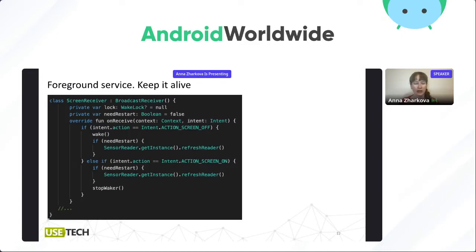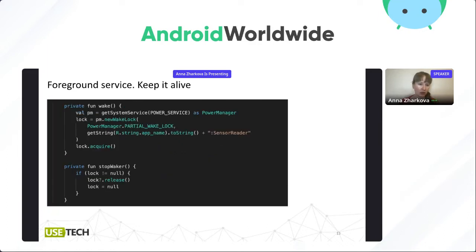So here is my foreground service. And here is my broadcast receiver. This receiver is not to start my service, but to register and to receive the event when my screen goes off and on. So it will help me to keep several things alive. And of course, here is a waker. This waker will keep my device alive, and it will help me to prevent the killing of my applications.